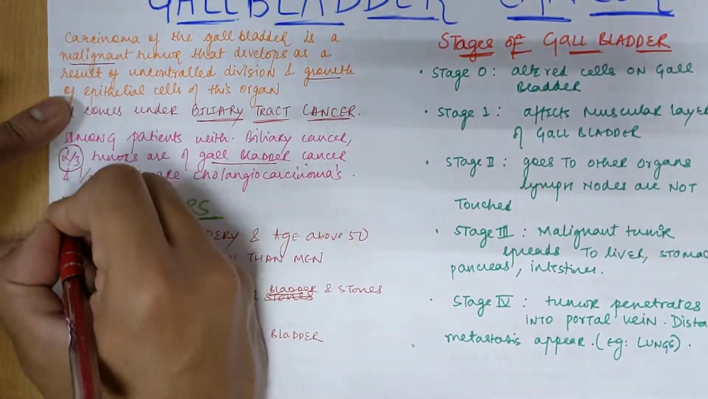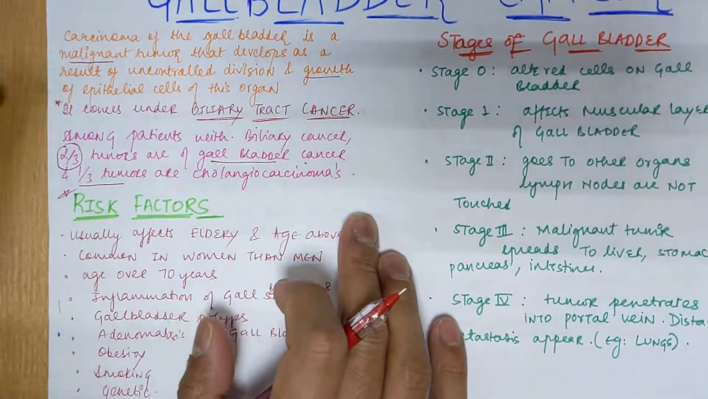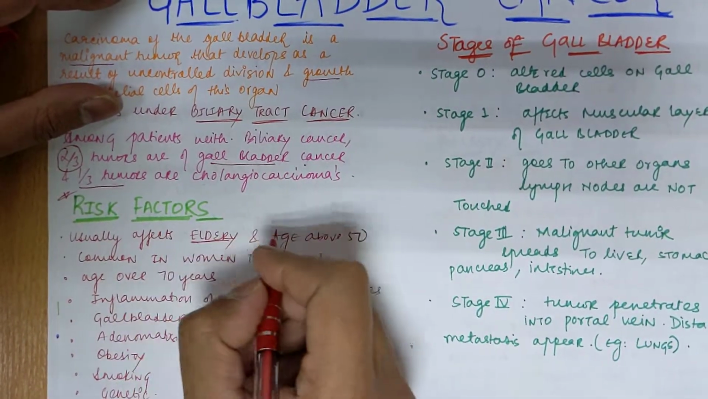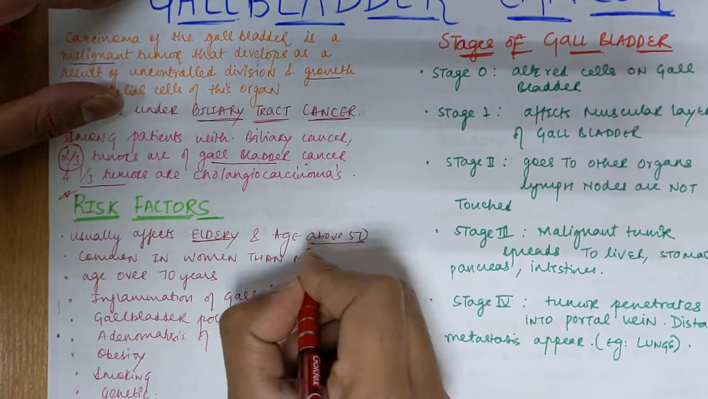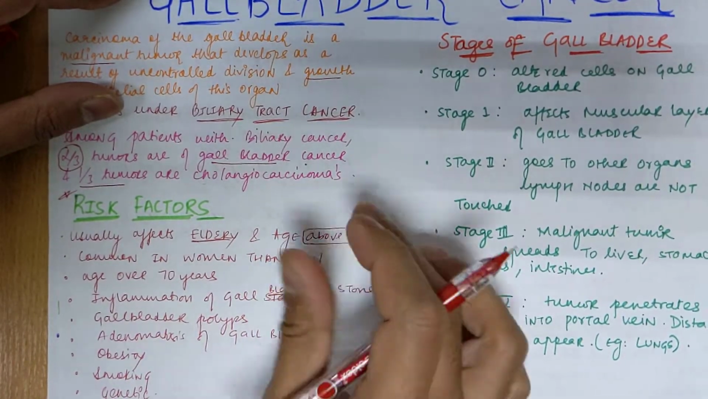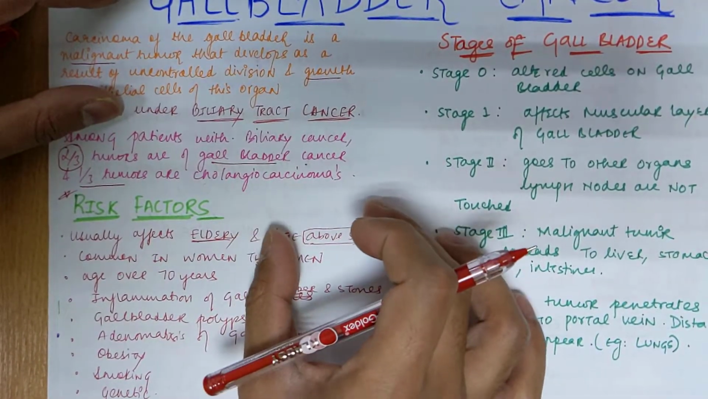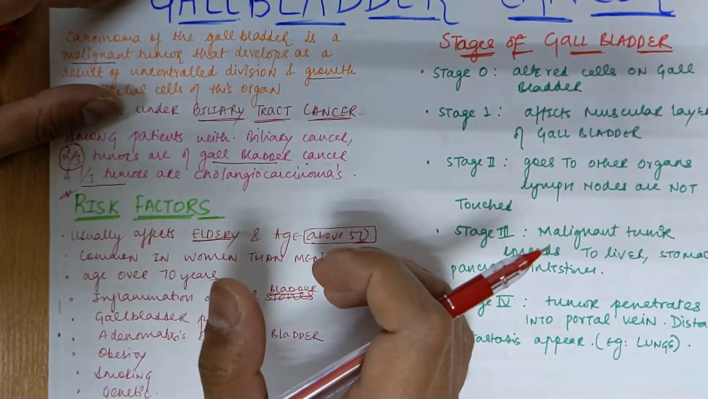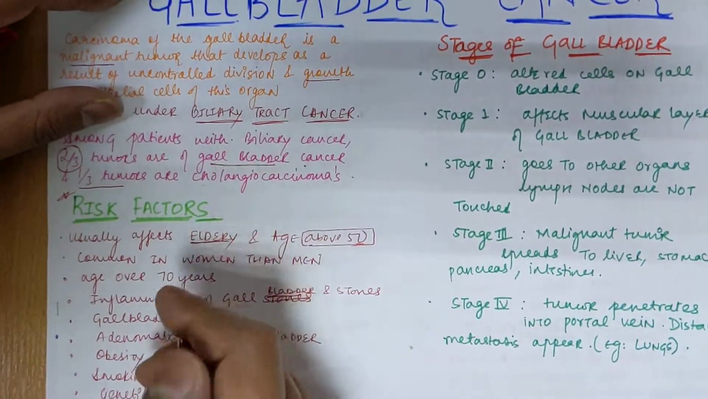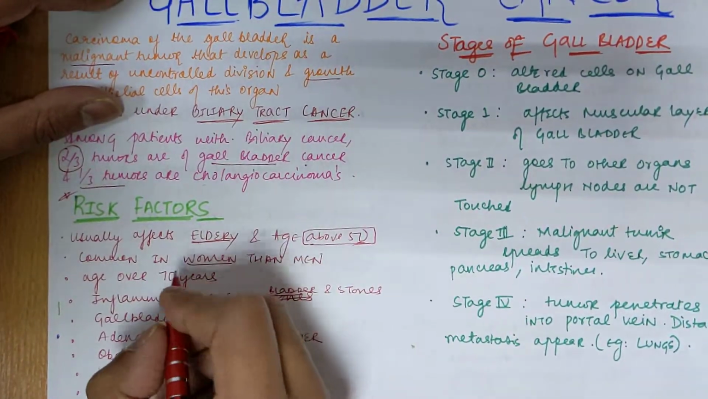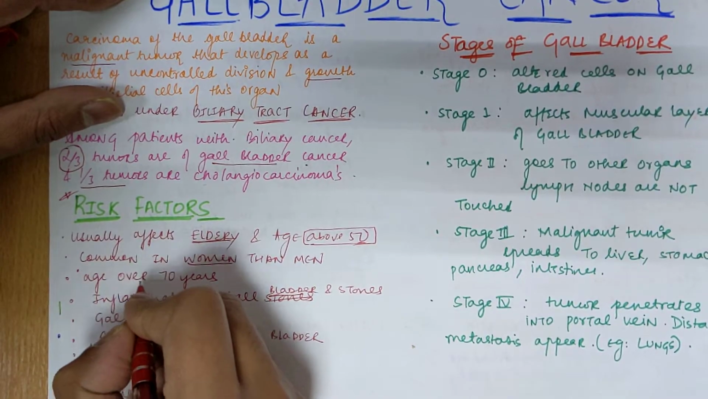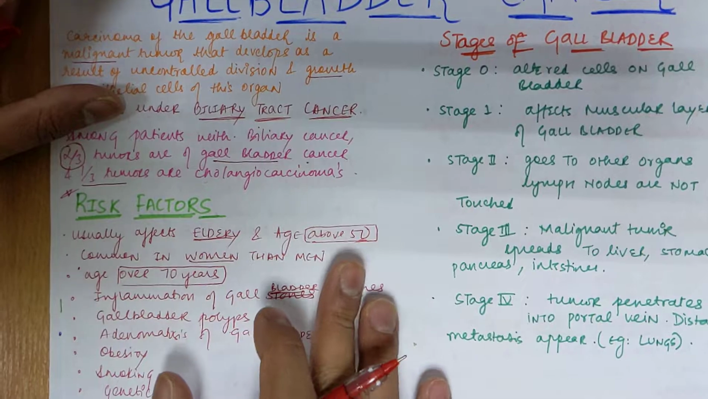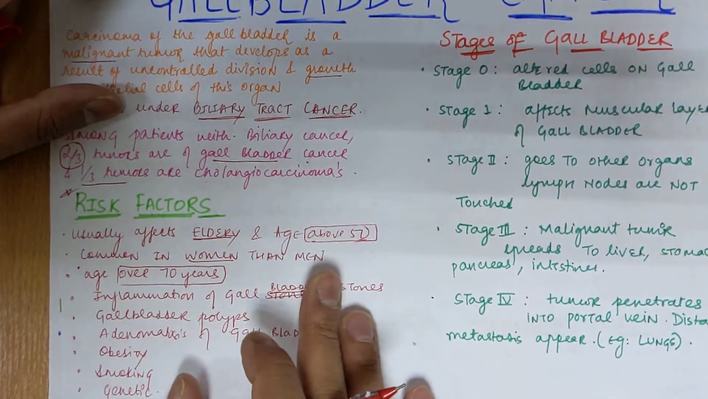Now what are the risk factors, and who is mostly affected? It affects basically the elderly, age above 50. Patients above the age of 50 are more prone to develop gallbladder cancer, and it is less common in people below 50 or younger in age, and it is more common in men than women. And at risk we consider over 70 years to be high risk. These people are at high risk of developing gallbladder cancer.